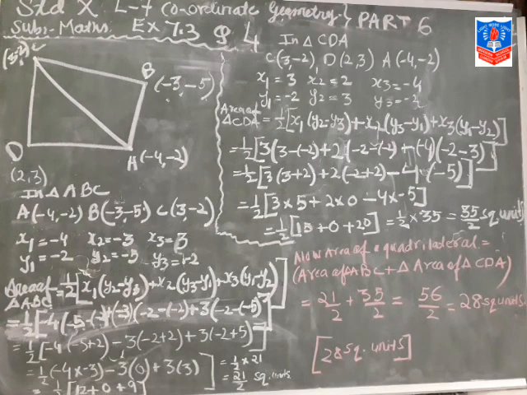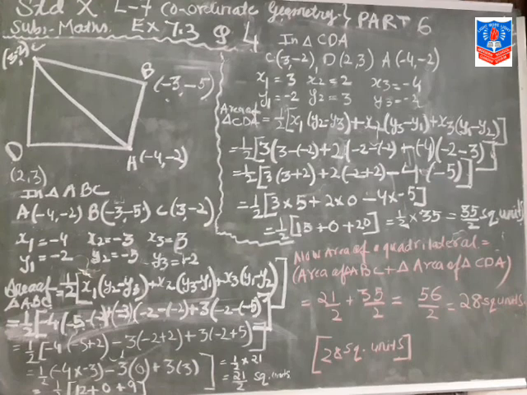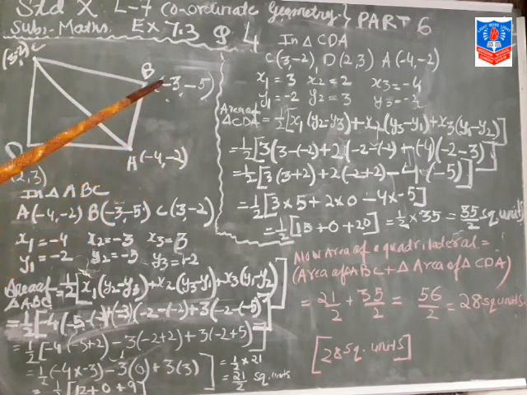Now children, we will start the next question, that is question number 4. Okay, now the question is given, find the area of a quadrilateral whose vertices taken in order are minus 4, minus 2. Given in order, matlab A, B, C, D. A is minus 4 and minus 2, B minus 3 and minus 5, C 3 and minus 2, and D 2 and 3. Okay, so first we will write let the coordinates of the given quadrilateral ABCD are given. Okay, ABCD.